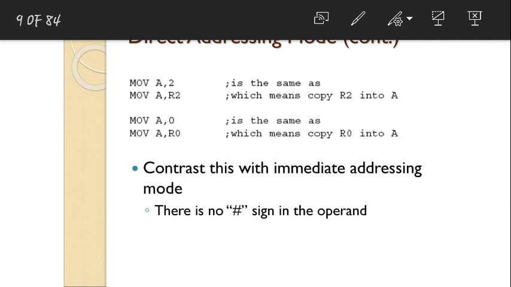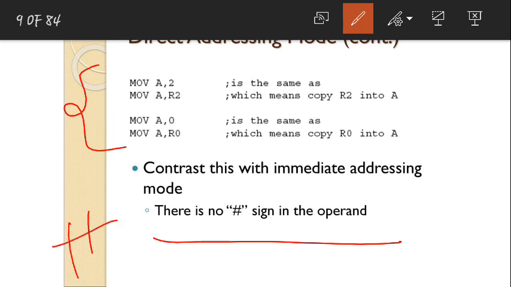So here now the next are the same examples. See, this is the R2 register and its memory location is 02H. The R0 register, its memory location is 00H. And in this we don't use the pound symbol. If you use it, that will become immediate addressing mode. So we don't use it. This is direct addressing mode. So a direct address will be written there, instead of writing some immediate value.